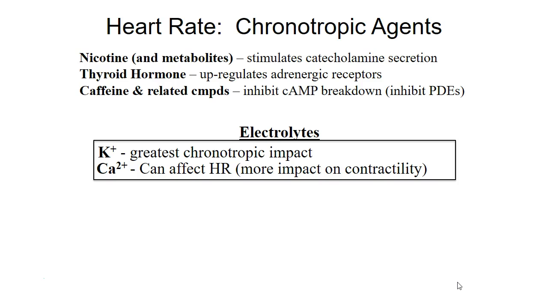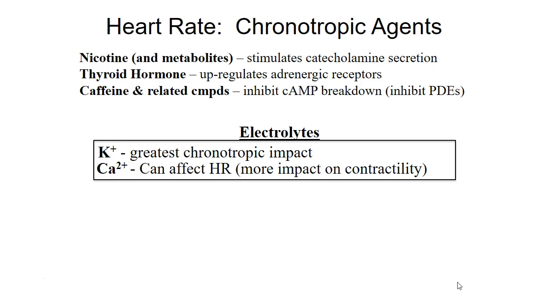Really challenging. All right, so I just want to finish up here with talking about some electrolytes that are really important chronotropic agents. So potassium has the greatest chronotropic impact. So anyone who's worked in the healthcare field and had to monitor patients, you know how important it is to check potassium levels. One of the reasons is because of the cardiovascular effects, right? So here, potassium ions, they can affect heart rate and also some other things in the body, but primarily in the heart is what we are concerned about.